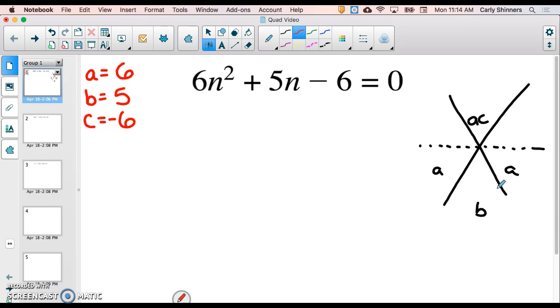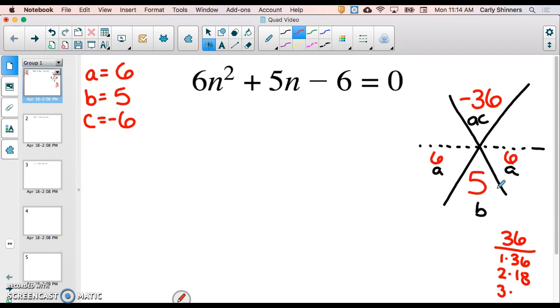So I identified my A, B, and C, so it looks like AC would be negative 36. B would be 5, and then A goes under my dotted line there. So I'm asking myself, what is going to multiply to a negative 36, but add to a 5? So I like to just start with the factors of 36.